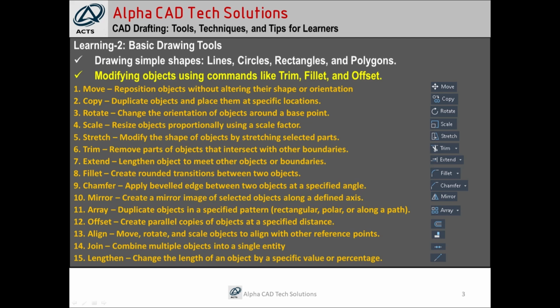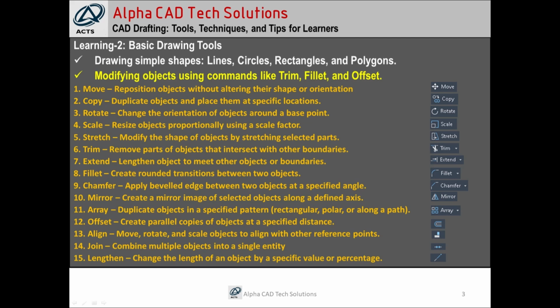1. Move, reposition objects without altering their shape or orientation. 2. Copy, duplicate objects and place them at specific locations. 3. Rotate, change the orientation of objects around a base point. 4. Scale, resize objects proportionally using a scale factor. 5. Stretch, modify the shape of objects by stretching selected parts.